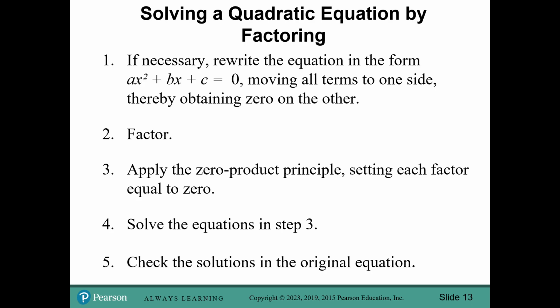Alright, so solving a quadratic equation by factoring. If necessary, rewrite the equation in the form ax squared plus bx plus c equals 0, moving all terms to one side, therefore obtaining a 0 on the other. It's not always written where you have a 0 on one side. Sometimes you have to move stuff over so you have a 0 on one side. Do that first. That's step 1. Step 2 is to factor, whatever method works best for you. Step 3 says apply the zero product principle, setting each factor equal to 0. Step 4 says solve the equations in step 3. And step 5 says check the solutions in the original equation.